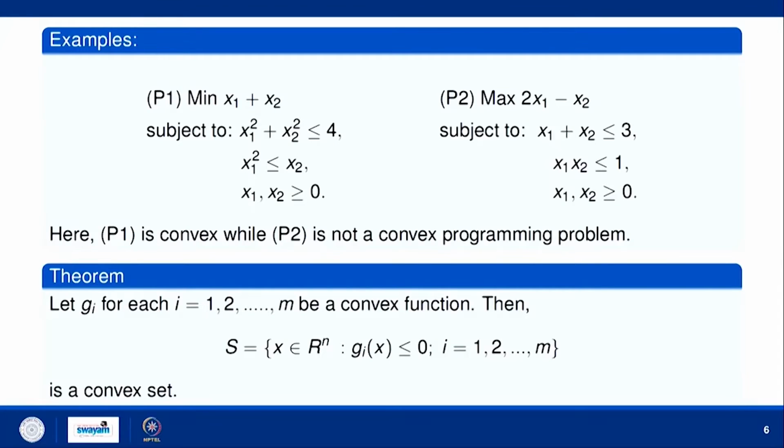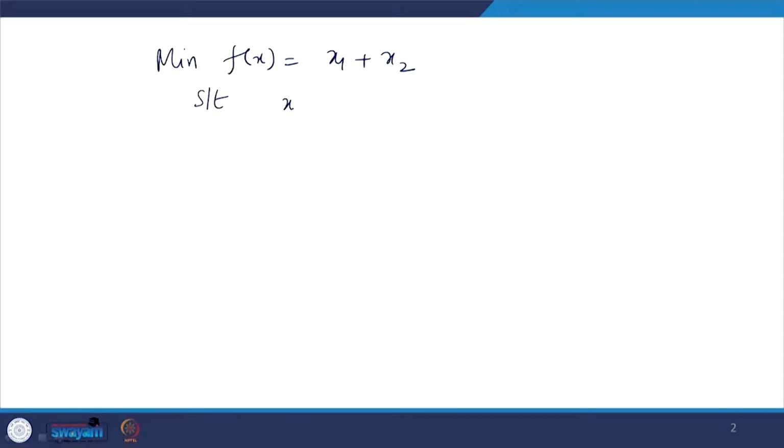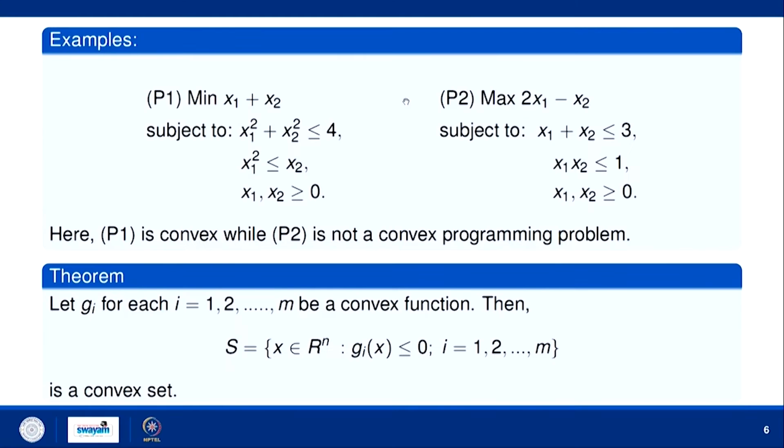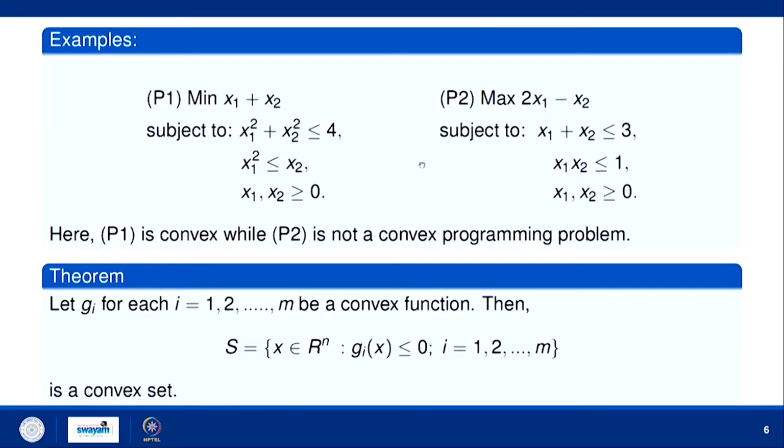So, let us discuss a few examples which are convex programming problems or which may not be convex programming problems. Let us discuss problem P1. What is the problem P1? It is minimization of f(x), which is x1 plus x2, that is a linear function, subject to the constraints: the first constraint is x1 square plus x2 square less than or equal to 4, and the second constraint is x1 square less than or equal to x2, and x1 greater than or equal to 0 and x2 greater than or equal to 0.